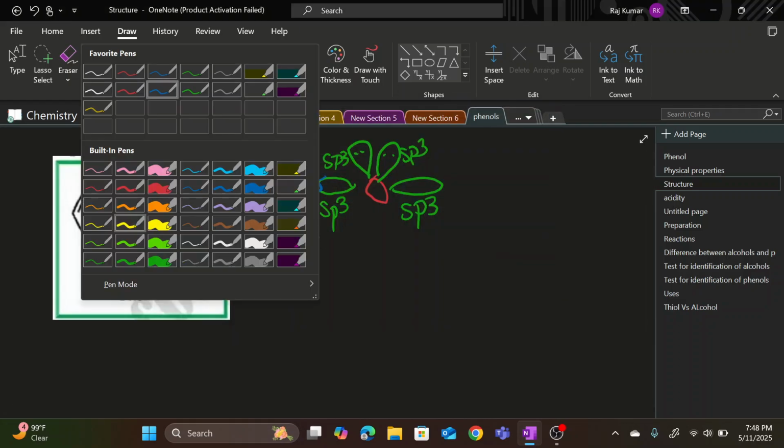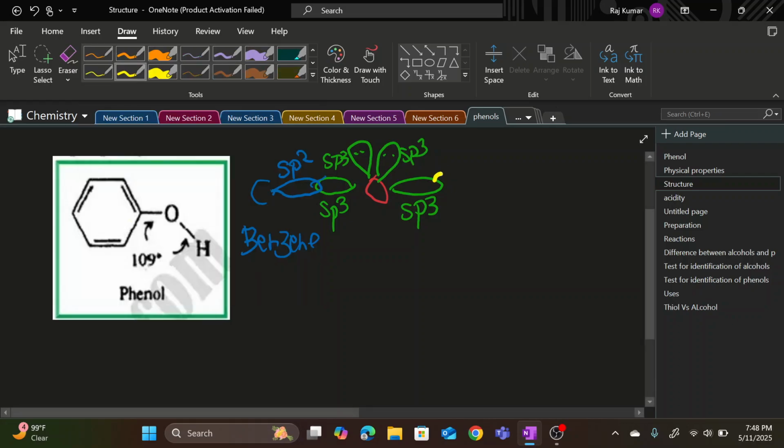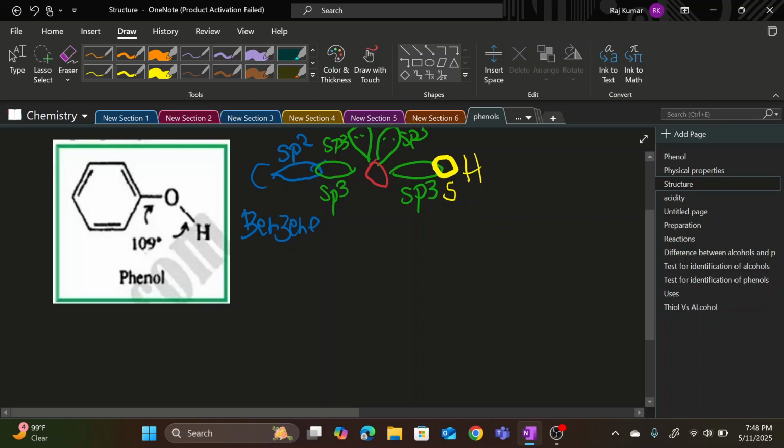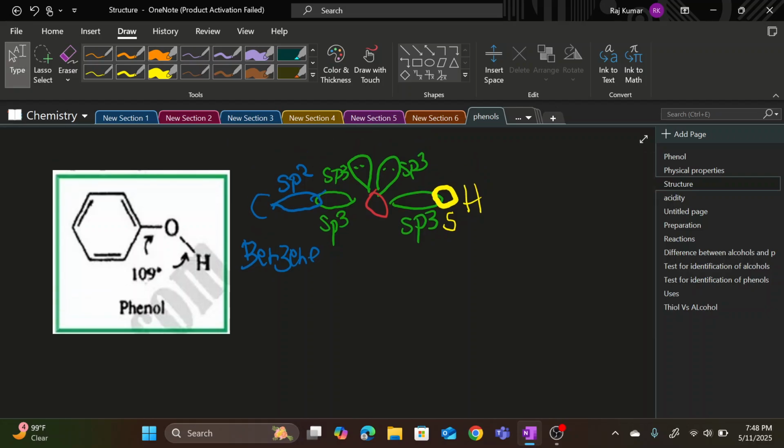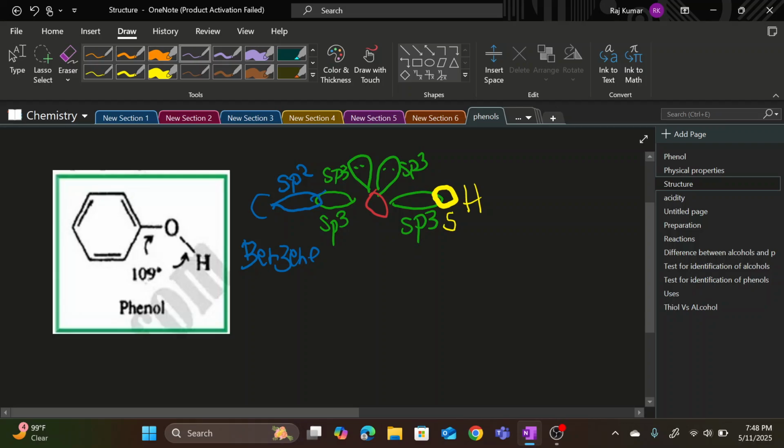Now, on the other hand, let's draw the other structure as well. Here we have the oxygen. We have this s orbital, so let's draw the s orbital of hydrogen, and this is basically the structure. If we look into the structure in detail, we will see one important thing here: there is again the formation of sigma bonds.